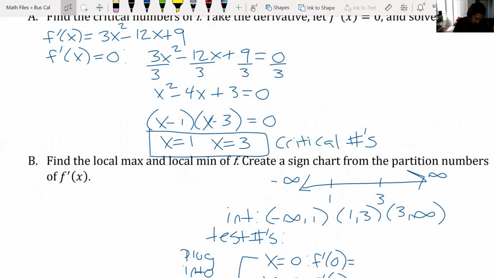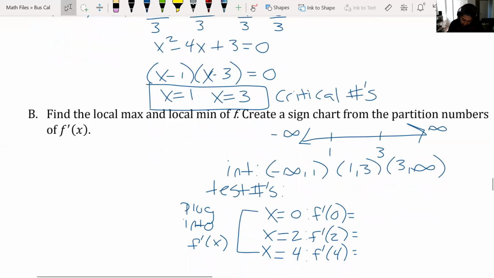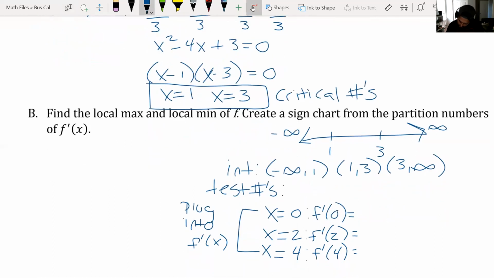Now if I plug in 0, I get 9. If I plug in 2, I get negative 3. If I plug in 4, I get 9. Okay. Again, we don't really care what the number is. We just care about the sign.